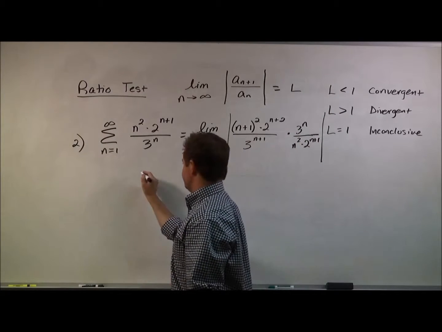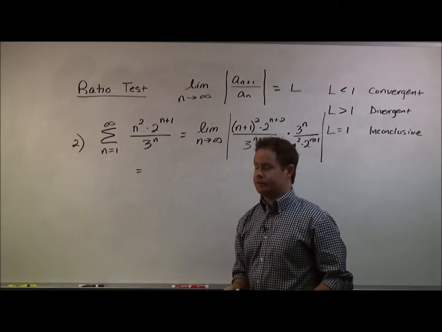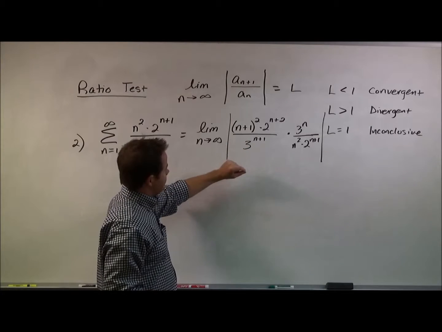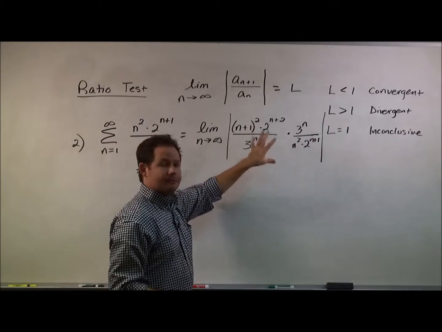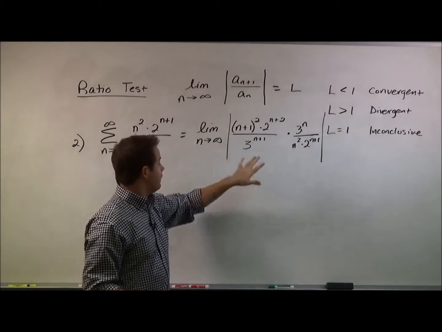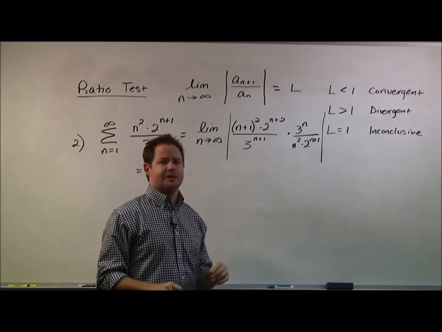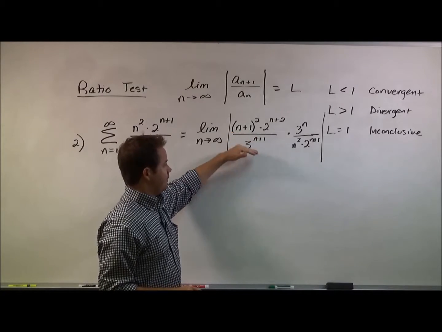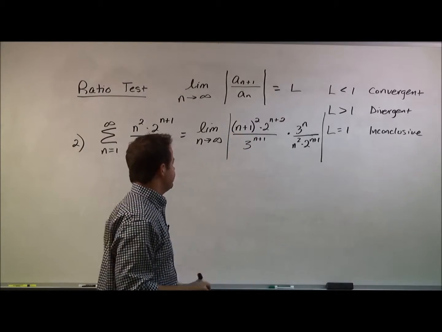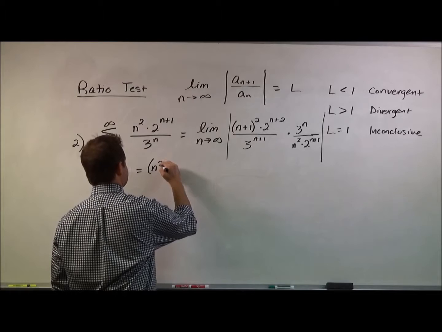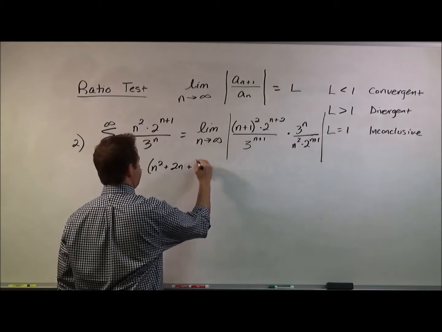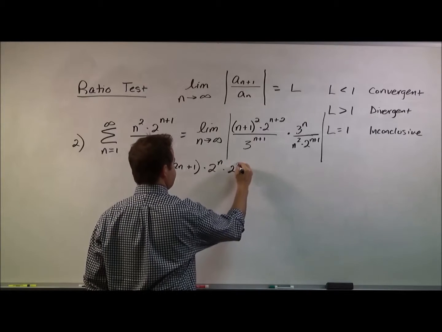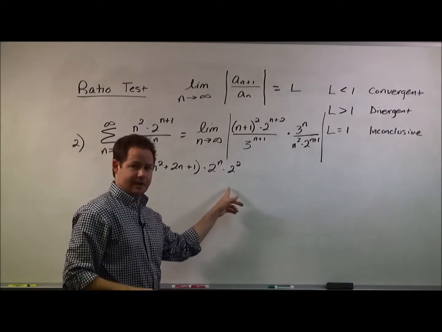Now I'm going to tidy this up a little bit and try to make it look just a little bit more user-friendly. So here, to start canceling things out, people have different preferences on this. For right now, I'm going to go ahead and FOIL this out just because I think for later on it's going to be a little bit easier to see what the ratio of our coefficients would be. So this will FOIL out to n squared plus 2n plus 1 times 2 to the n plus 2, and if you separate those out, it's the same as saying 2 to the n times 2 squared.